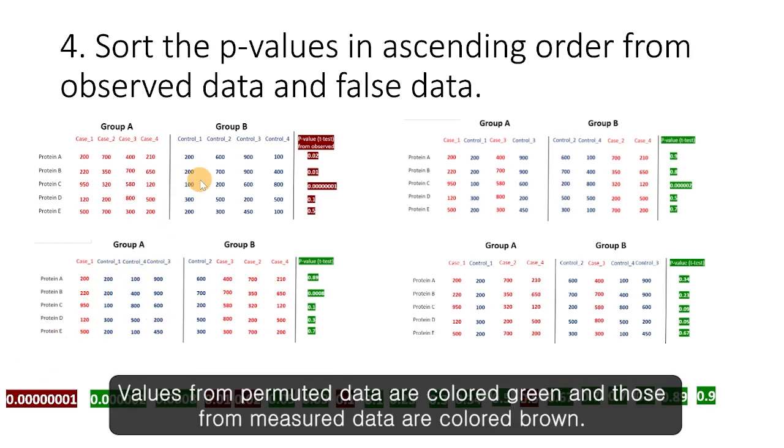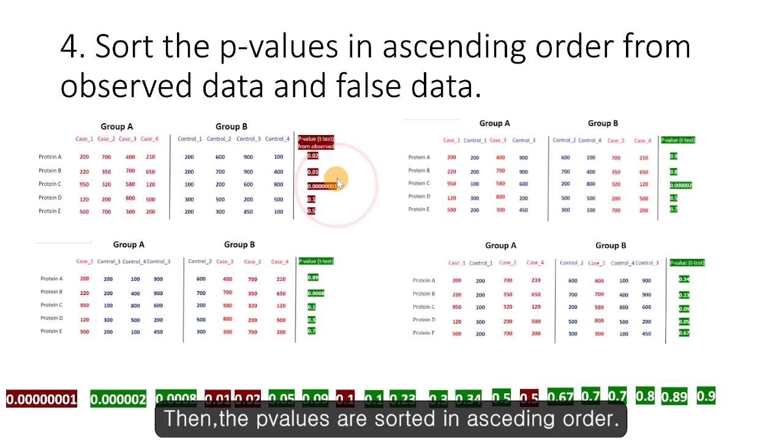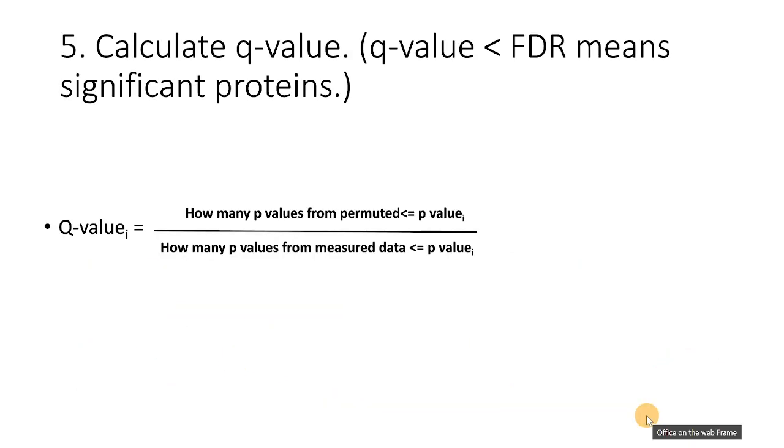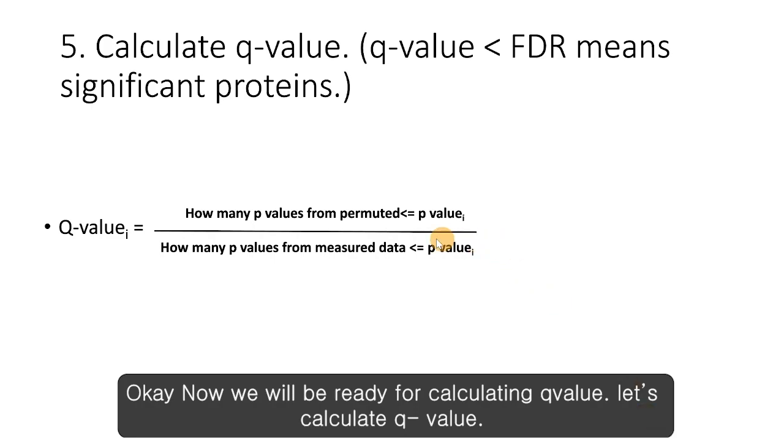Values from permuted data are colored green and those from measured data are colored brown. Then the p-values are sorted in ascending order. Okay, now we are ready for calculating the Q value.